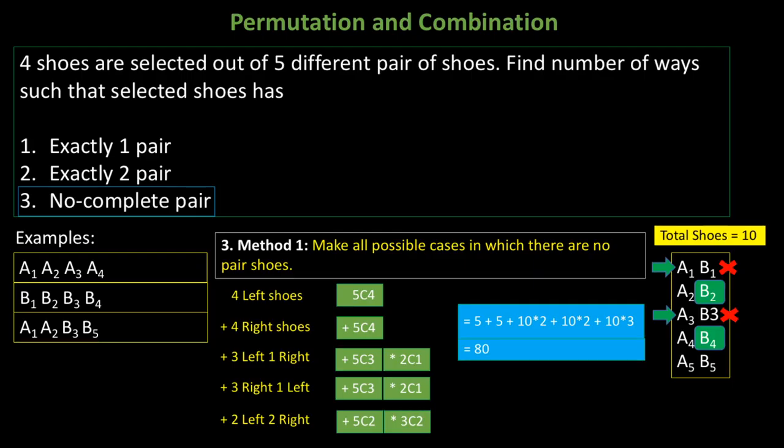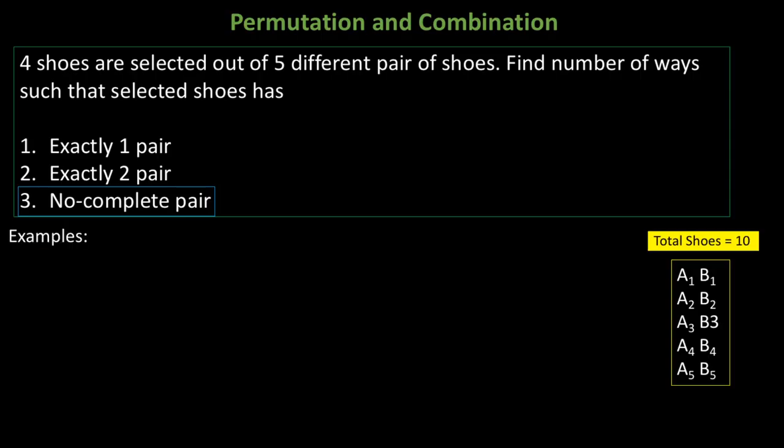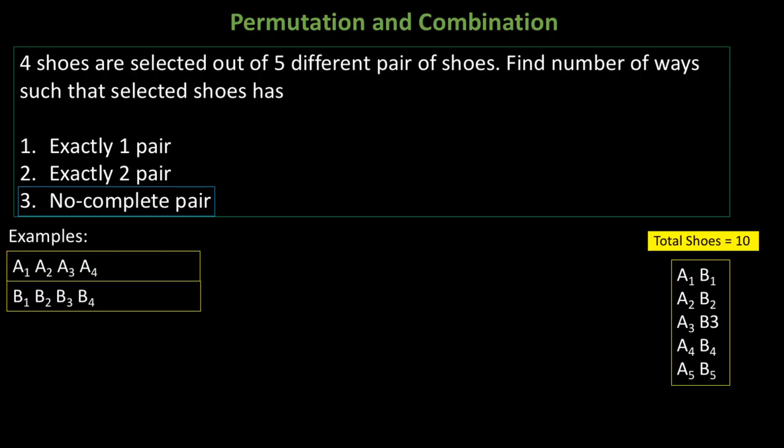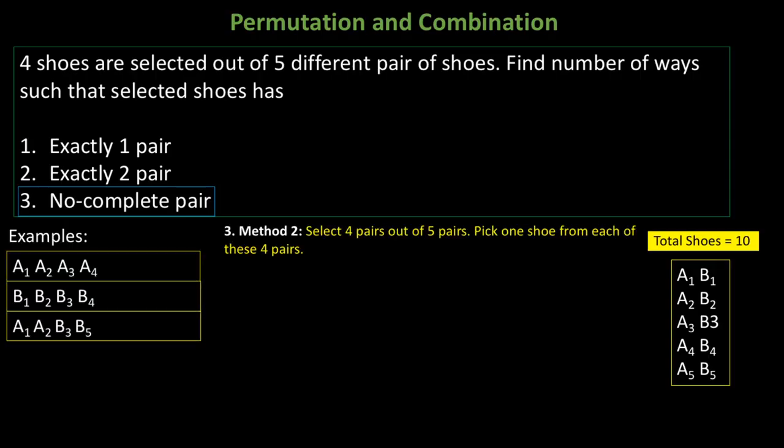Now if I had to solve it in a more elegant way, faster, how would I do that? Again, these are the same examples. What we can do is select 4 pairs out of the 5 pairs. Remember we had to select 4 shoes, and there should be no complete pair. So we select 4 pairs first, and then from each of those selected 4 pairs, we exactly pick 1 shoe. By doing that, we are ensuring that we are never picking a pair.